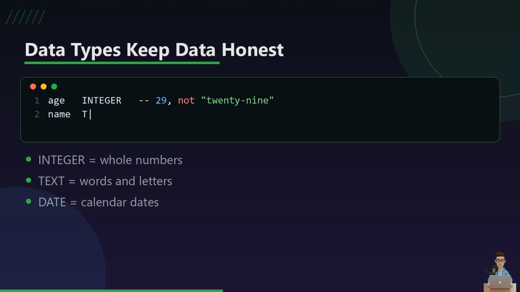Every column has a data type, which is just the kind of value it's allowed to hold. A number column takes numbers, a text column takes words, a date column takes real dates. This sounds boring, but it's what stops your birthday field from holding the word maybe. In short, types are the guardrails that keep each column clean.